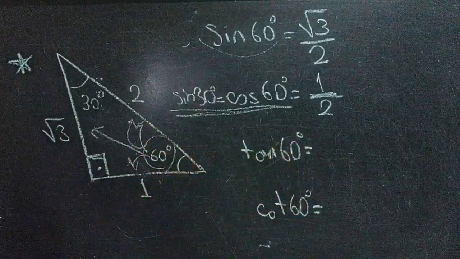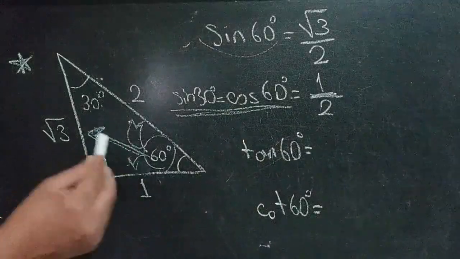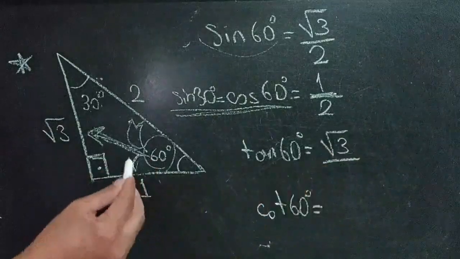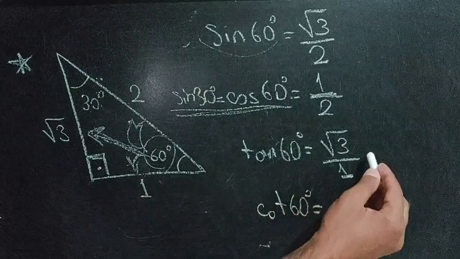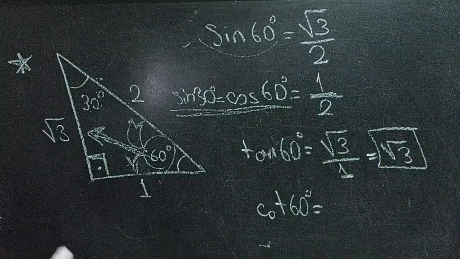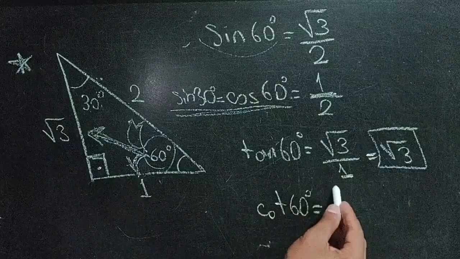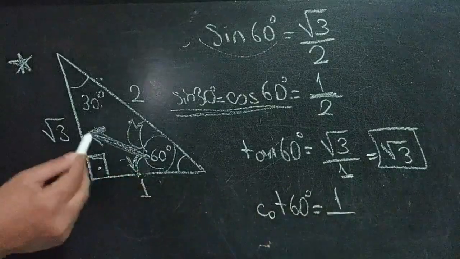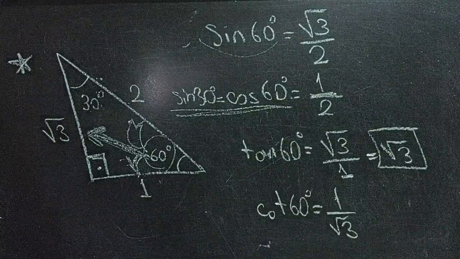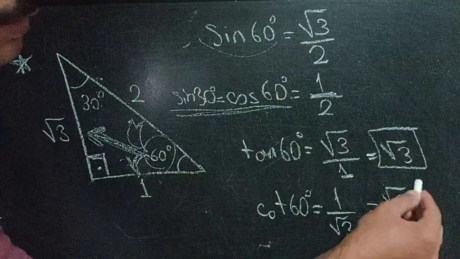So tangent 60 is going to be opposite, square root 3, over adjacent 1, which is going to be square root 3. And cotangent is going to be adjacent 1 over opposite, which is going to be 1 over square root 3. Remember, 1 over square root 3 will be square root 3 over 3.